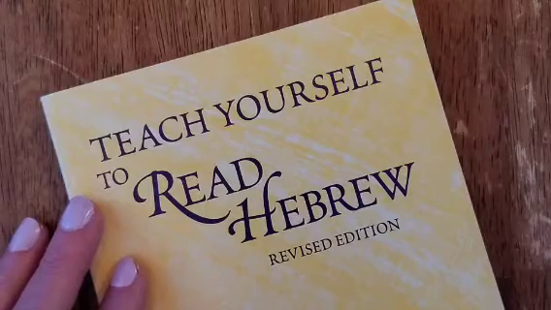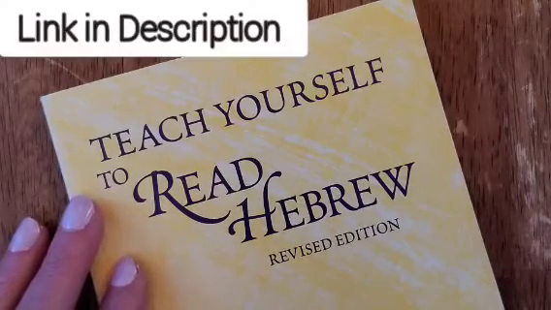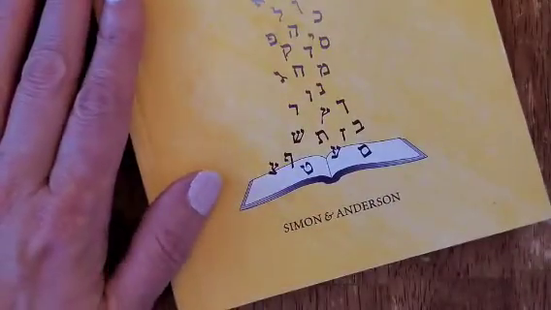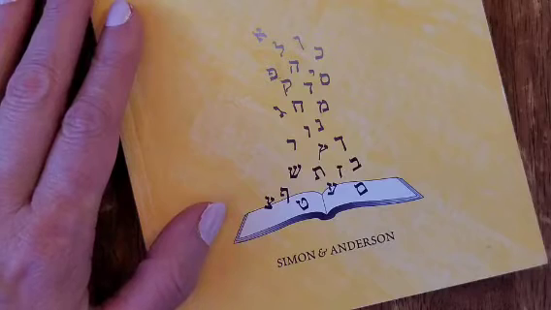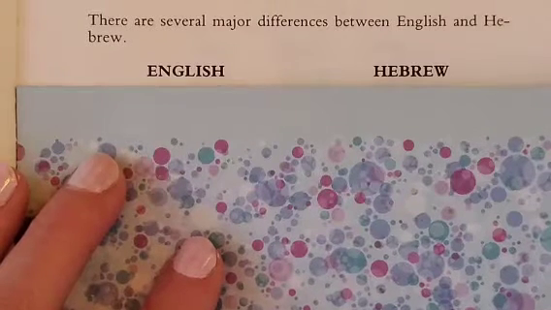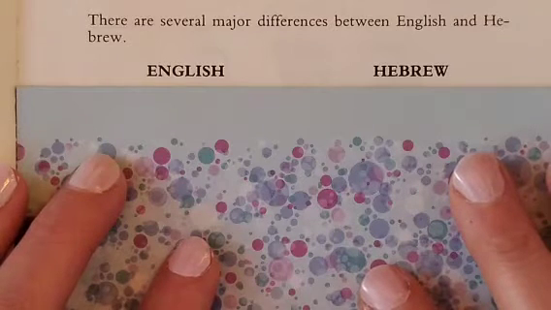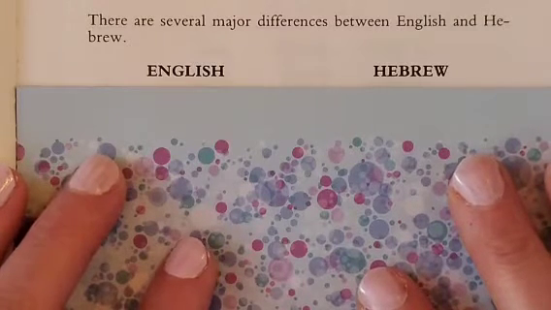This is one of the texts that I am going to use to teach myself Hebrew. It's called Teach Yourself to Read Hebrew, by Simon and Anderson. There are only 10 chapters in it, so it's not too daunting. We'll start with some basic overview here between the differences and the things that are alike between English and Hebrew.